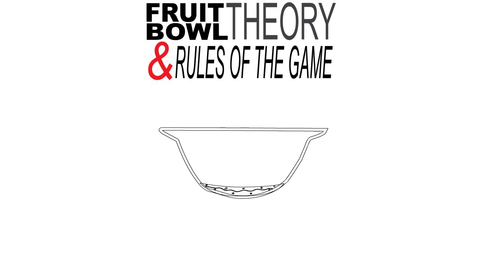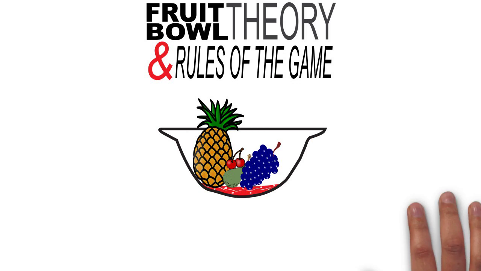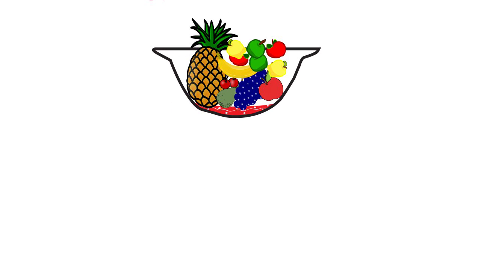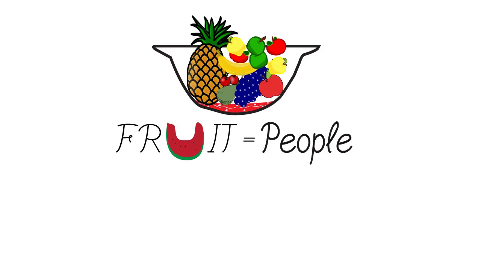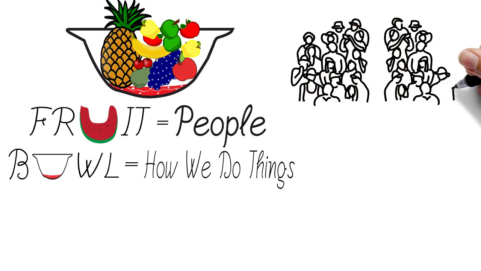First of all, we need a fruit bowl. And of course, we need some fruit to put into the fruit bowl. So we have a pineapple, we have a pear, some cherries, a grape, an apple, and a banana. All sorts of different fruit going into the fruit bowl. This fruit represents the people, and the bowl represents how we do things around here.